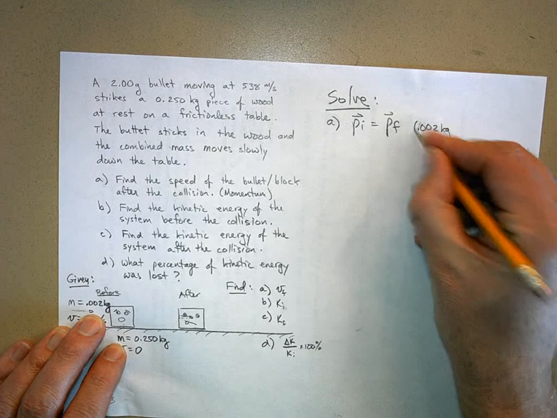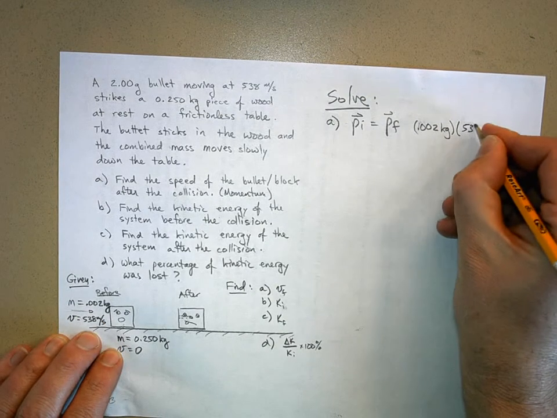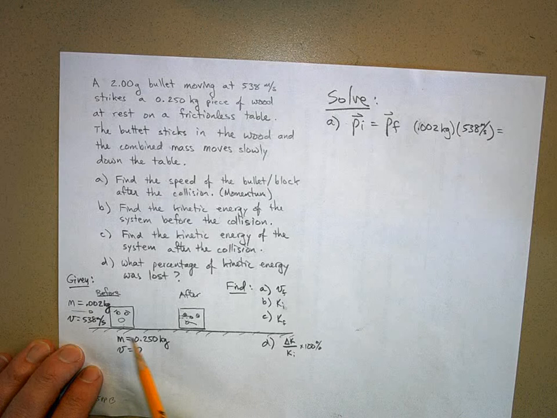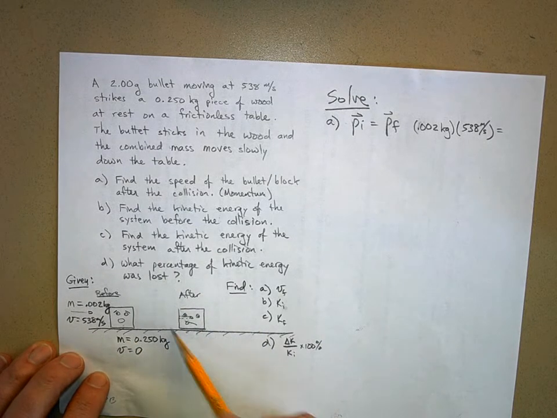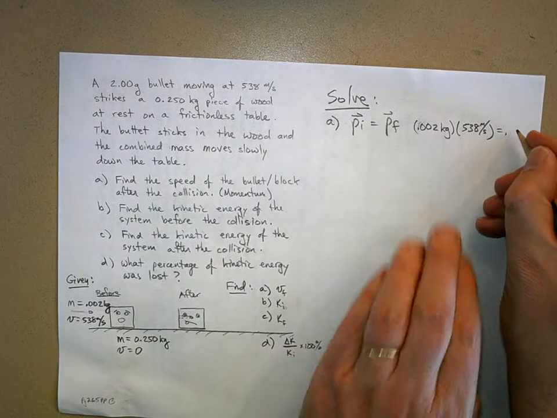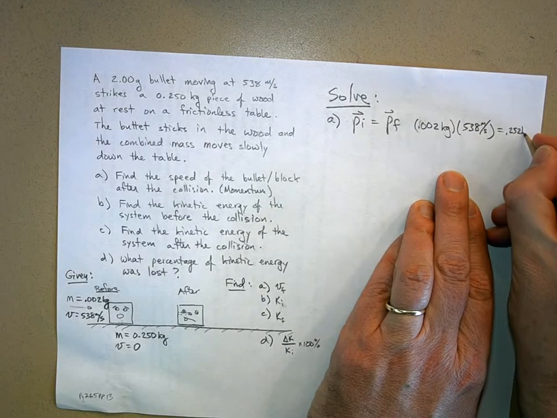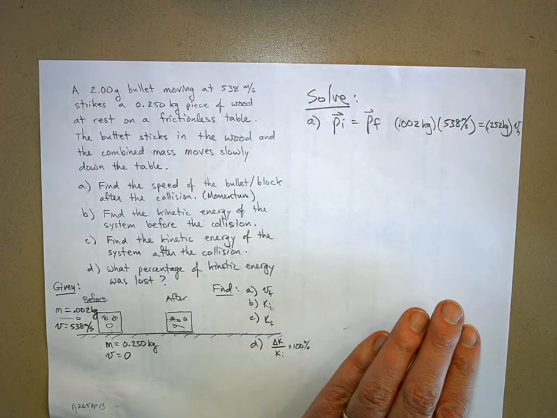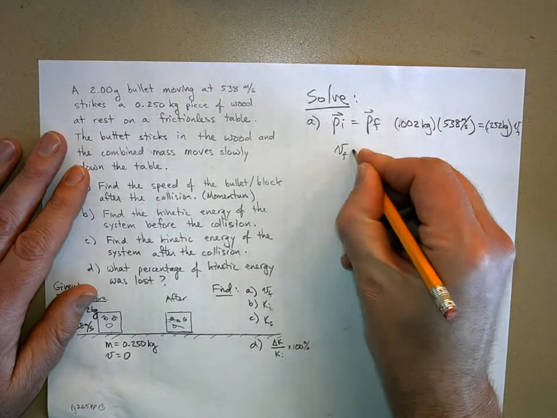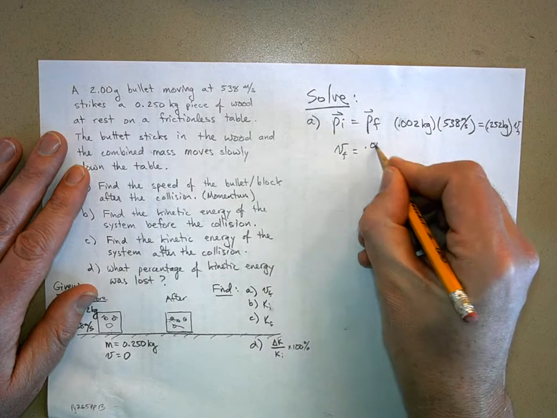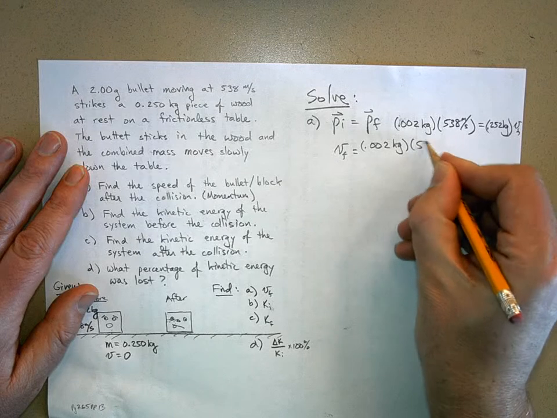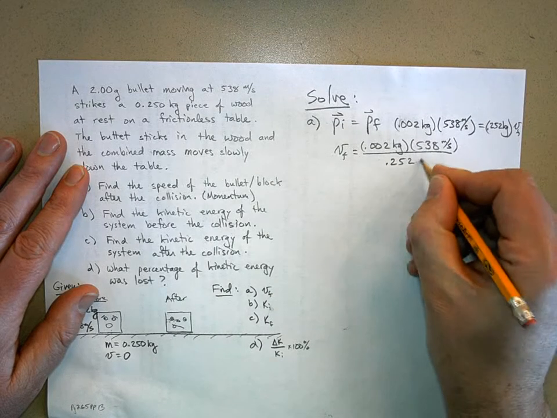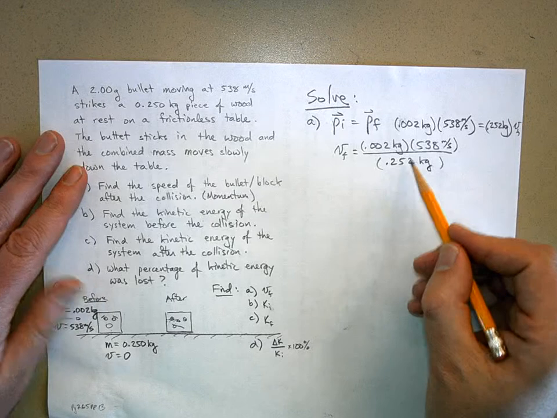0.002 kilograms times its initial velocity, 538 meters per second, equals the final momentum. Well, you just have to add these two masses together because they're moving together, right? After the collision, it's the total mass, 0.252 kilograms, times their final velocity. And so to find that final velocity, you just divide it. So the final velocity is equal to 0.002 kilograms times 538 meters per second divided by 0.252 kilograms. So this is the block and the bullet added together.